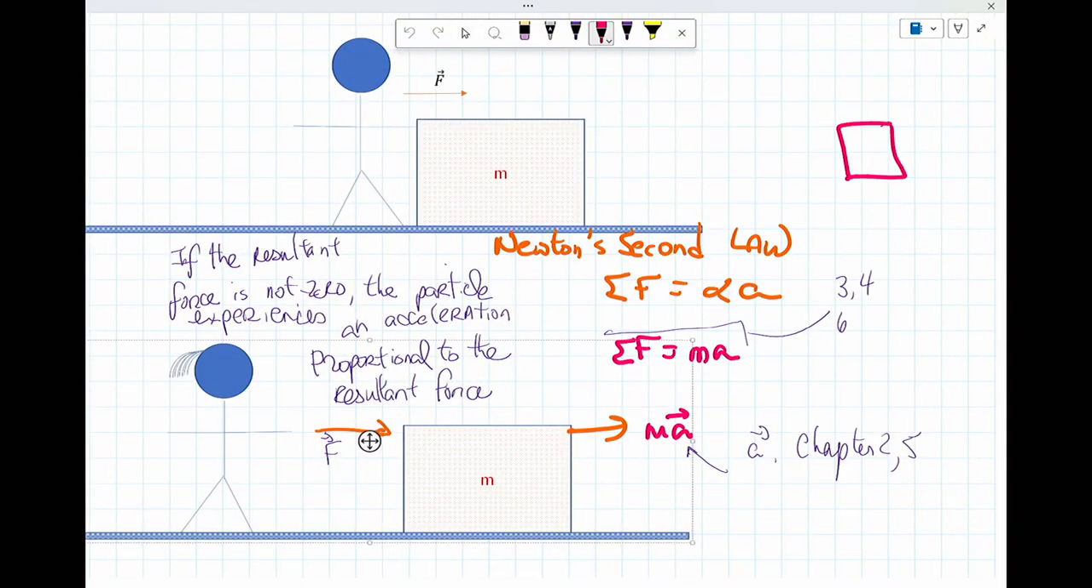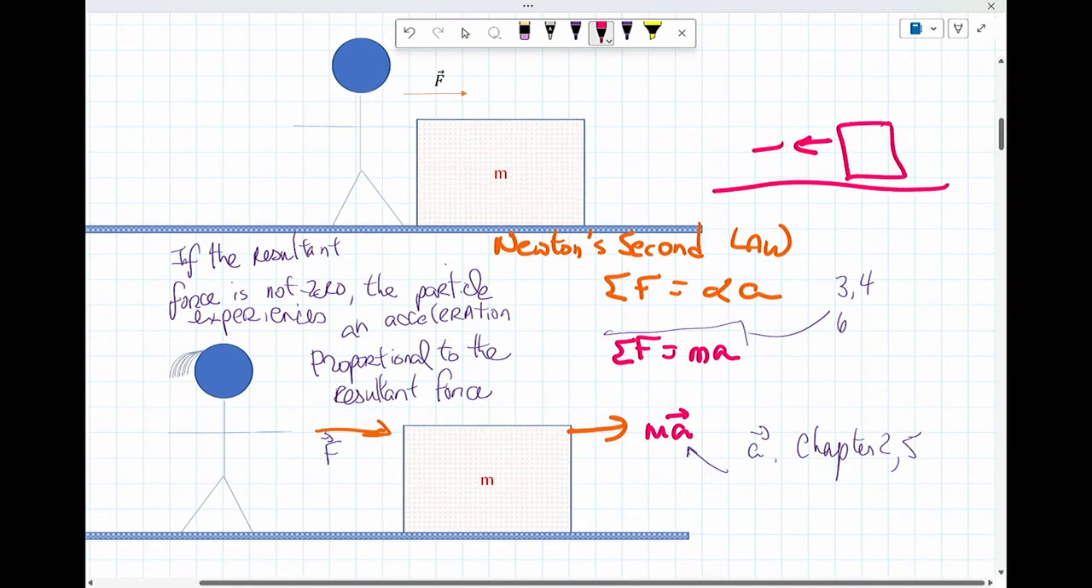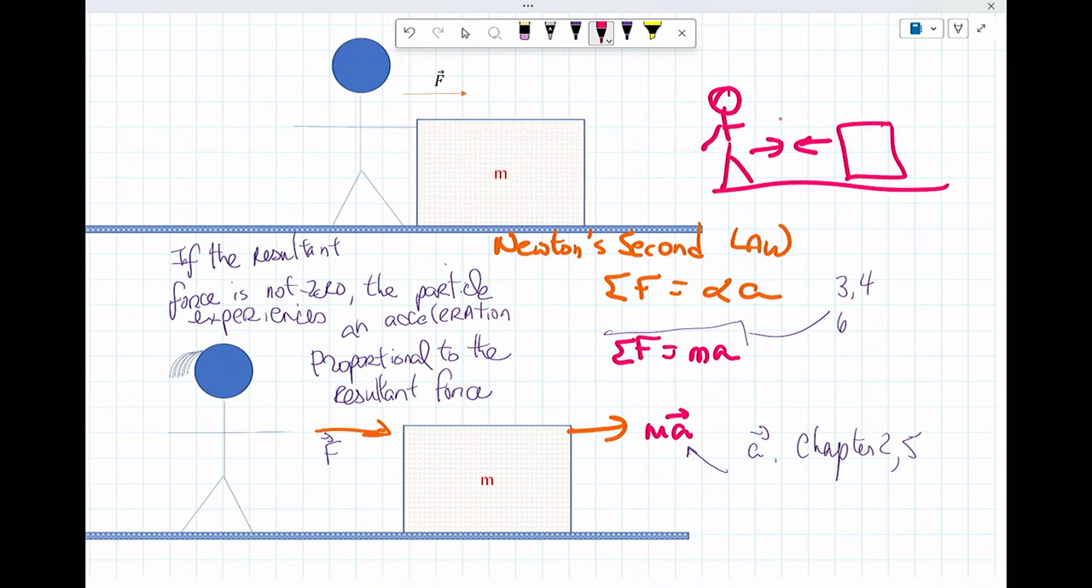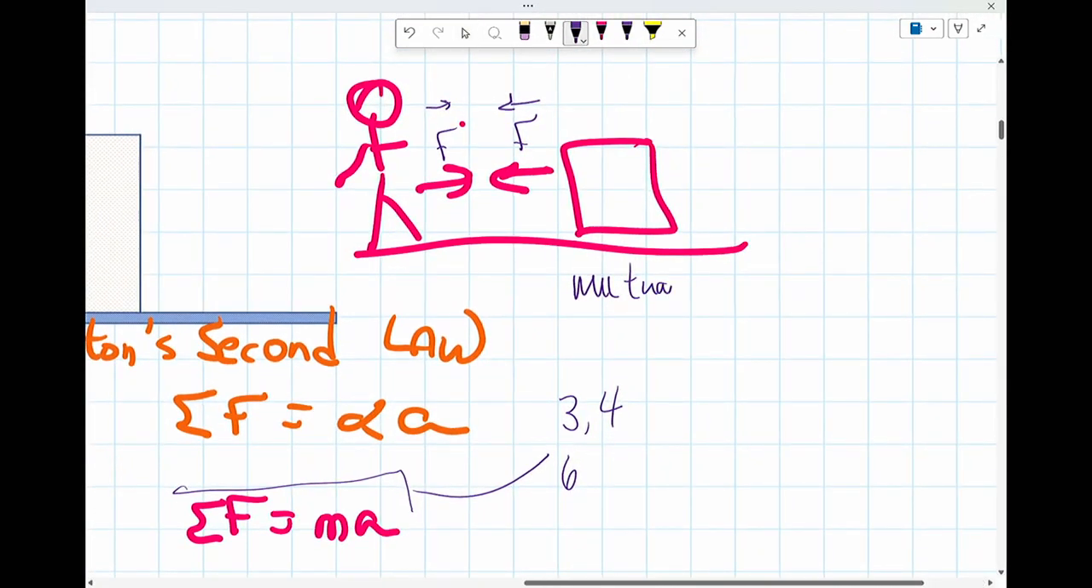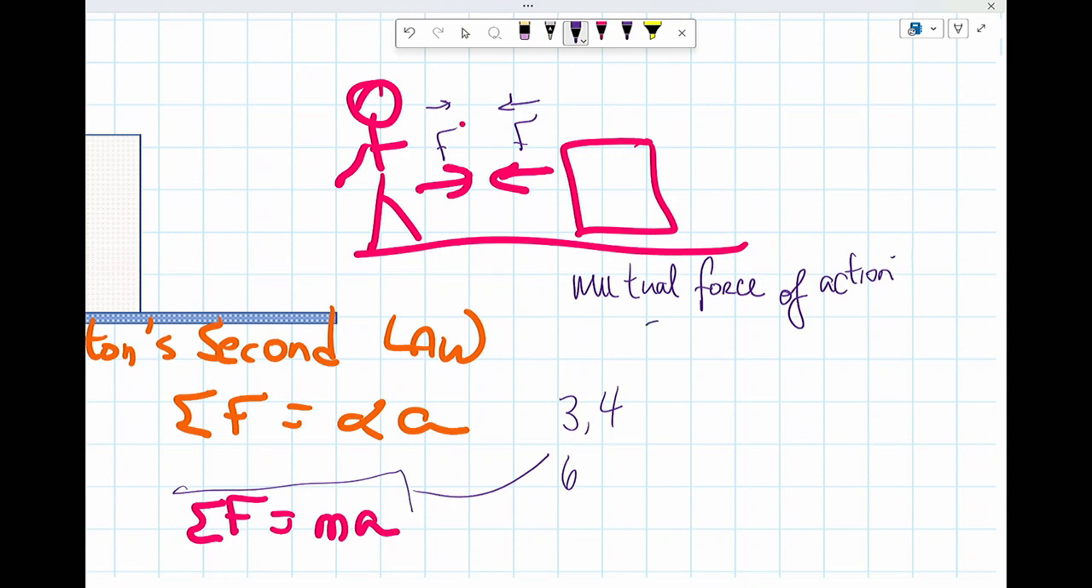If I have this case where I have an internal force and I have an object that is experiencing mutual force of action and reaction between two particles.